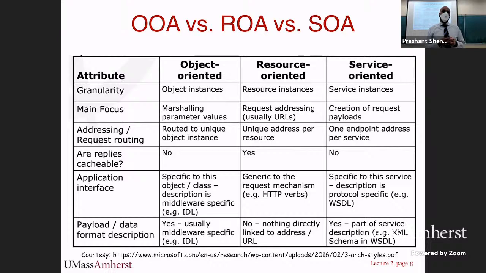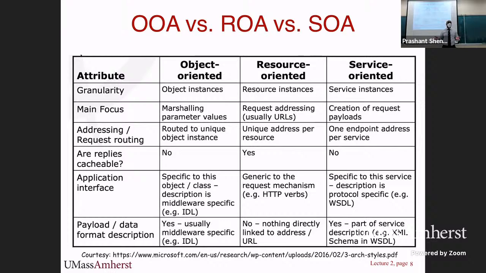What is the difference between resource oriented and service oriented? In service oriented architecture, you essentially have a process that is running that exposes interfaces. They don't have to be HTTP interfaces. There are just some methods that you can call, and then you perform operations on that service.